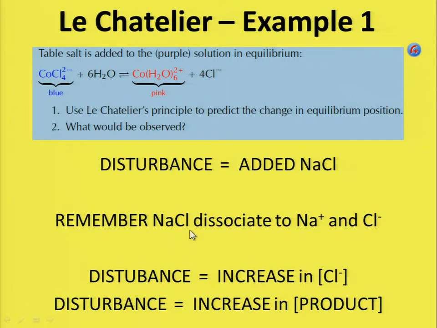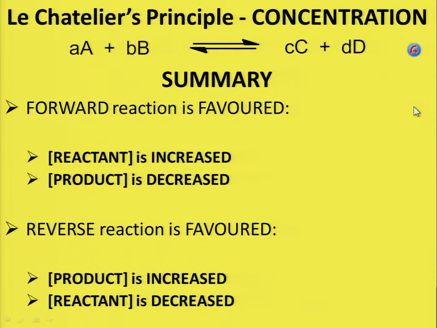Remember that sodium chloride dissociates into sodium ions and chloride ions. The disturbance is then an increase in the concentration of the chloride ion. The disturbance is then an increase in the concentration of the product. Now if you go back to the previous lesson, I explained when you increase the concentration of the product, the reverse reaction would be favored.